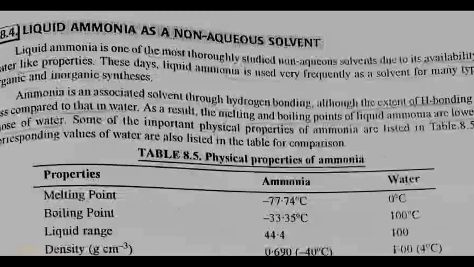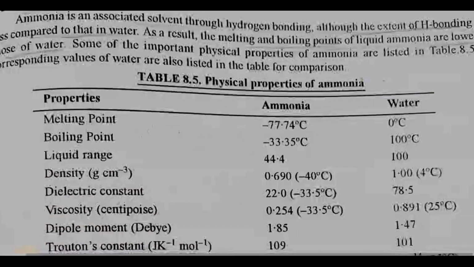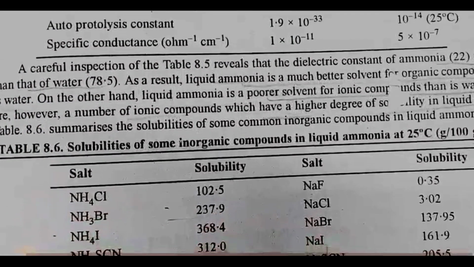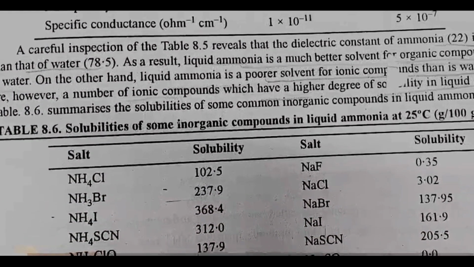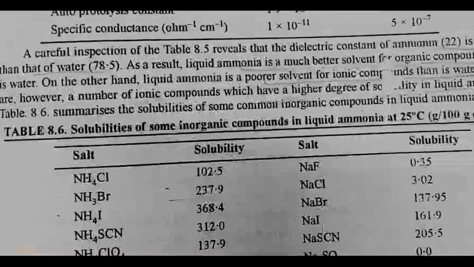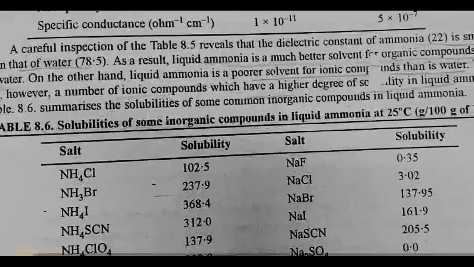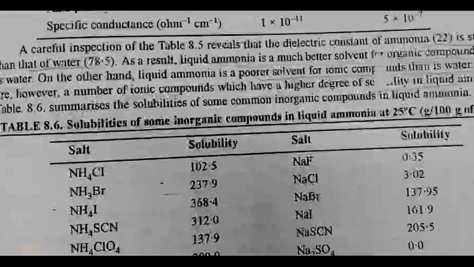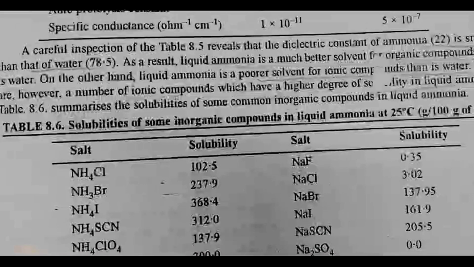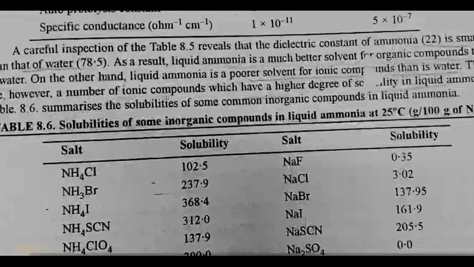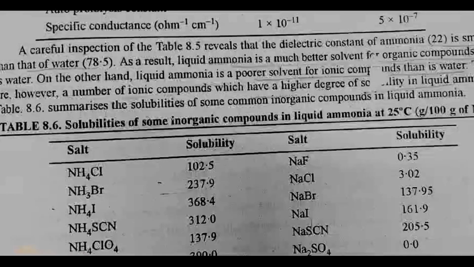Some of the important physical properties of ammonia are listed. The corresponding values of water are also listed in the table for comparison. A careful inspection of Table 8.5 reveals that the dielectric constant of ammonia, 22, is smaller than that of water. As a result, liquid ammonia is a much better solvent for organic compounds than water. On the other hand, liquid ammonia is a poorer solvent for ionic compounds than is water. There are, however, a number of ionic compounds which have a higher degree of solubility in liquid ammonia.